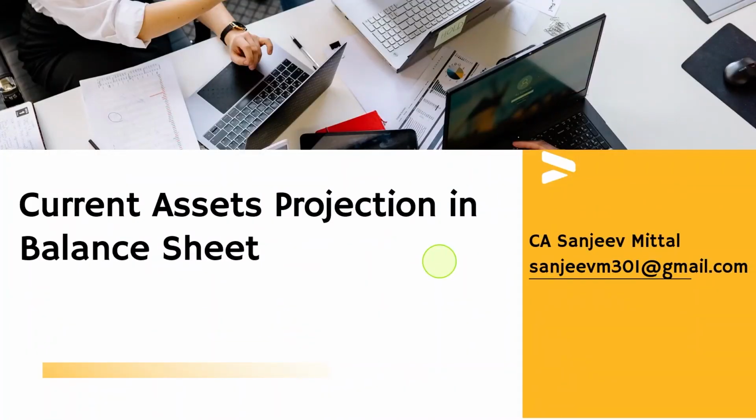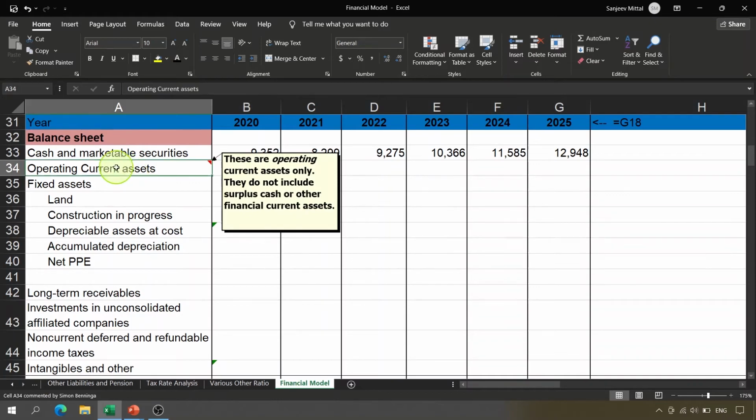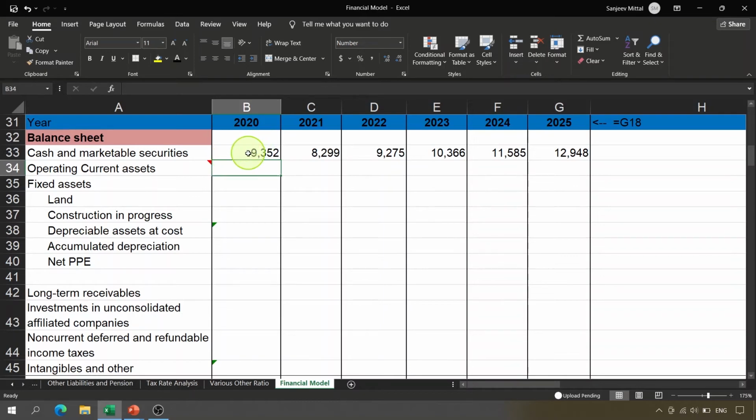Let's try to project our current assets in our balance sheet. For that purpose, we shall go to our balance sheet, and inside that, I am showing the operating current assets. Now, you know that our total current assets include our cash and the other operating current assets. We have already shown our cash and marketable securities in our previous session. Now we shall show our other operating current assets.